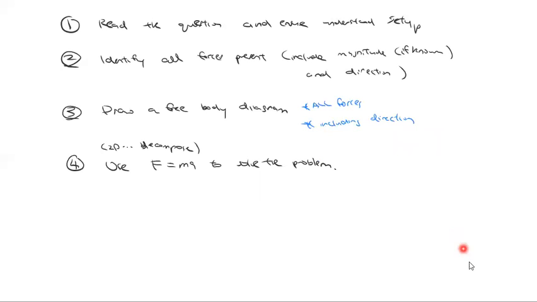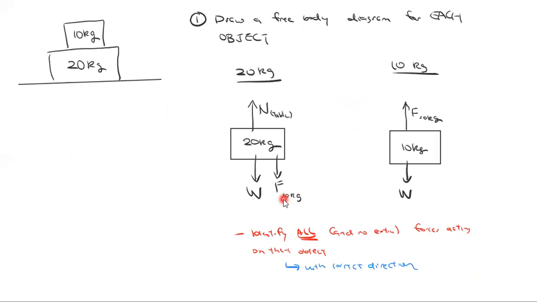So going back to our problem, we're now going to use F equals ma. Let's consider, for example, the 10 kilogram box, which is a bit easier. What's the weight of the 10 kilogram box? 10 kilograms times 9.8. So it's 98. What unit? Newtons. Which direction? Down. Right.